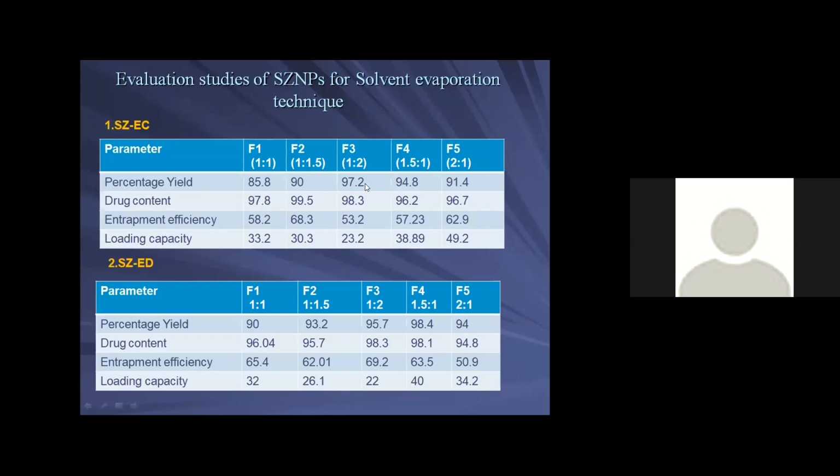Percentage yield: if you see, the F3 formulation was showing the highest percentage yield. The drug content is found to be more than 95% in almost all the formulations. Entrapment efficiency is best for the F2 formulation, and loading capacity is maximum for the F5 formulation. Now for the Eudragit polymer, the percentage yield was highest for the F4 formulation. The drug content and the entrapment efficiency are highest for the F3 formulation. Loading capacity is more for the F4 formulation.